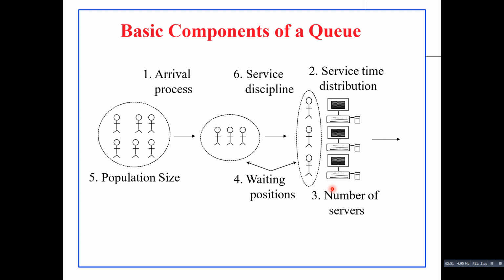Number of servers, you can imagine, if you go to the government counter, like if you want to renew the passport and stuff, you can see the counters. That is the number of servers. Number of servers means how many people can serve you. And the fourth one is the waiting positions. When you go to whatever service center, you take the number from the machine and then you wait. So this is your waiting positions.